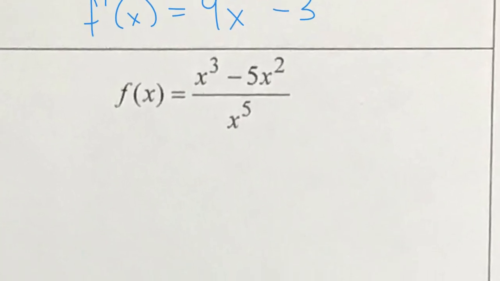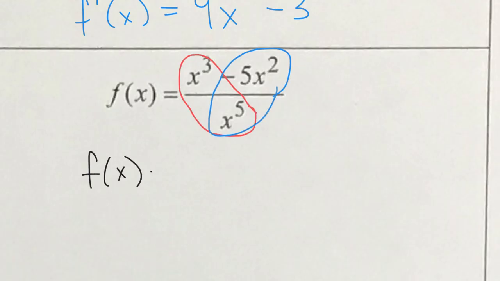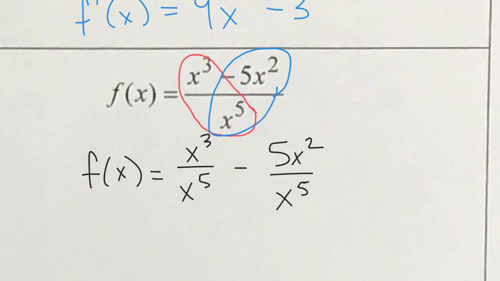Okay, so we're going to employ that same strategy as we did on the one up above. We're going to split this into 2 fractions. So we have those 2 fractions and we have these 2 fractions. So let's split these once again into fractions, and then we'll do some simplifying. So x cubed over x to the 5th minus 5x squared over x to the 5th.